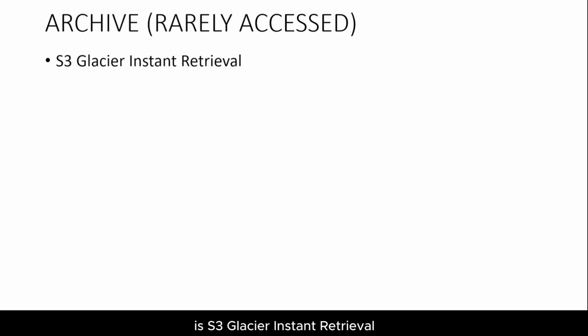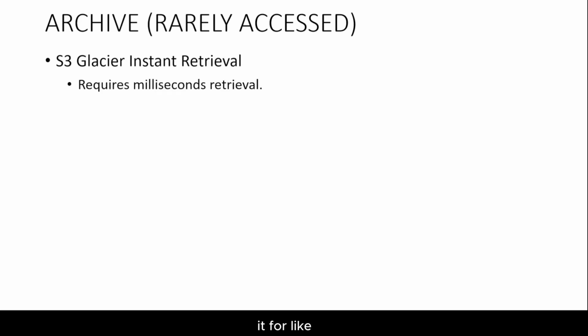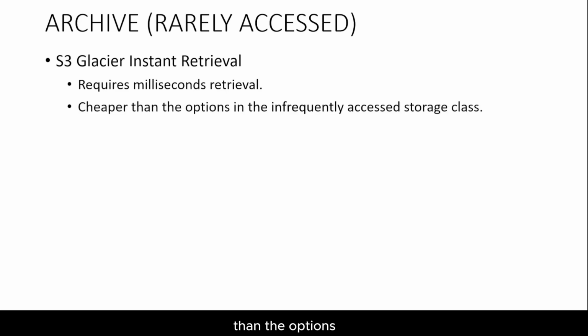Next, we have archive, that is, rarely accessed data. We use this storage class to store data we rarely want to access, because each time you want to retrieve the data, you are charged a fee, but storing the data without retrieving it is much cheaper. The first on our list is S3 Glacier Instant Retrieval. This requires millisecond retrieval, so you can store it for 12 years or more, but whenever you want to see the data, you can see it immediately. This is cheaper than the options in the infrequently accessed storage class.